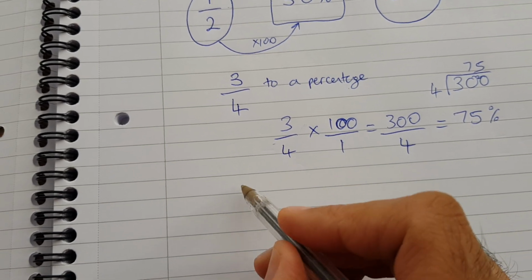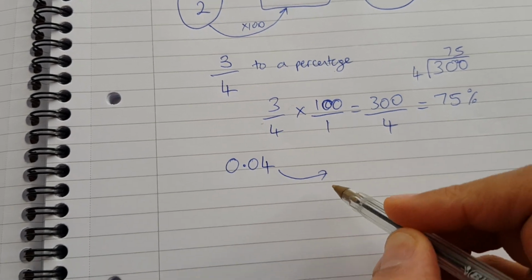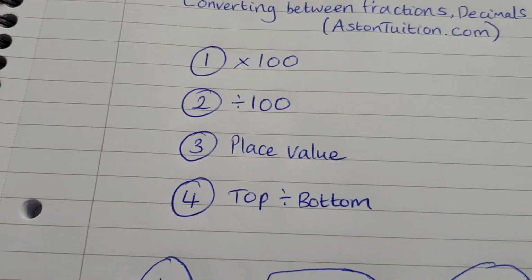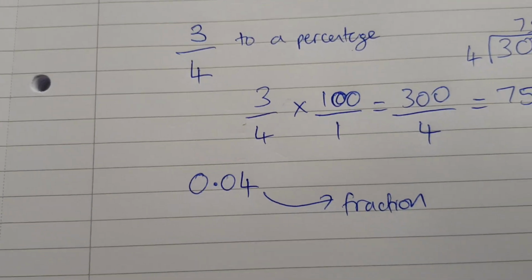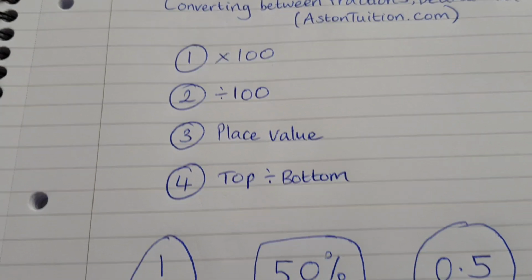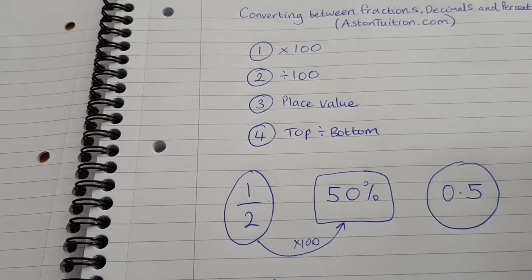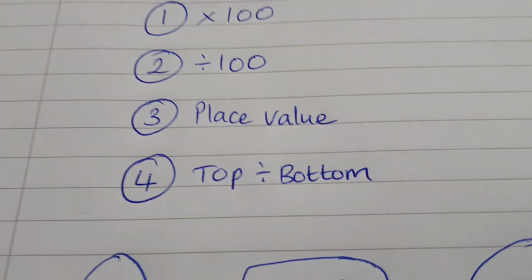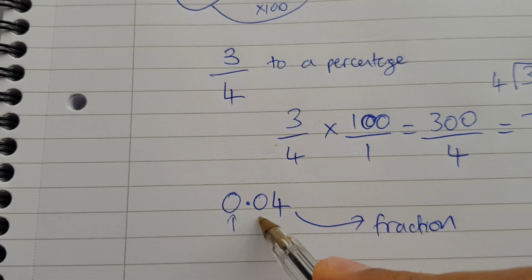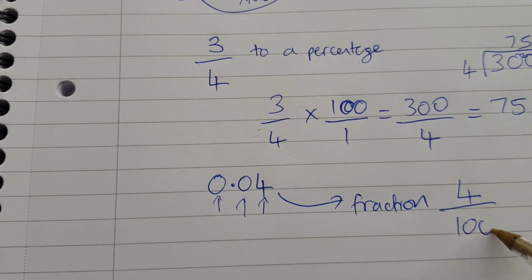Let's try another one. So if you've got 0.04, that's a decimal. Let's say you're changing that to a fraction. So if you go back to the top, which one is it going to be? So 0.04 to a fraction. Okay. If you times it by 100 or you divide it by 100, it's not going to turn into a fraction. Top divided by bottom, well, you can't do that, it's not a fraction, so it has to be place value. Now, this means that's units, so you haven't got any units. That's tenths, you haven't got any tenths, and that's hundredths, so you've got 4, so it's 4 over 100.